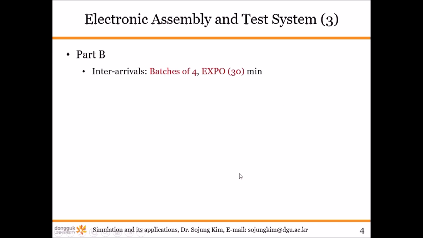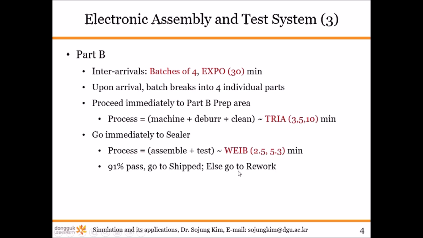And part B, what about part B? The difference with part B is that it has a batch arrival. So part B will enter the system at the same time, and the time between batches will follow the exponential distribution with a mean of 30 minutes. Whenever it arrives at the system, it will immediately be broken into four individual parts.